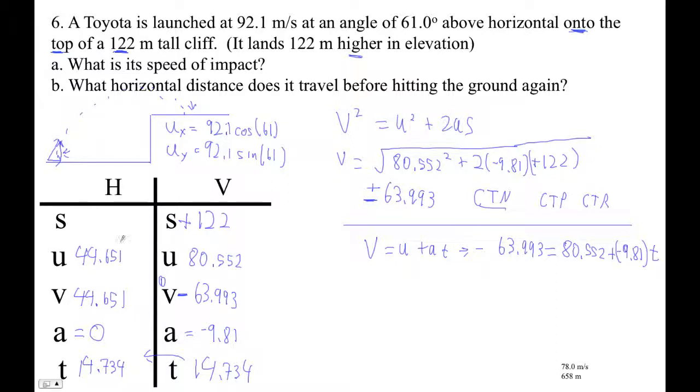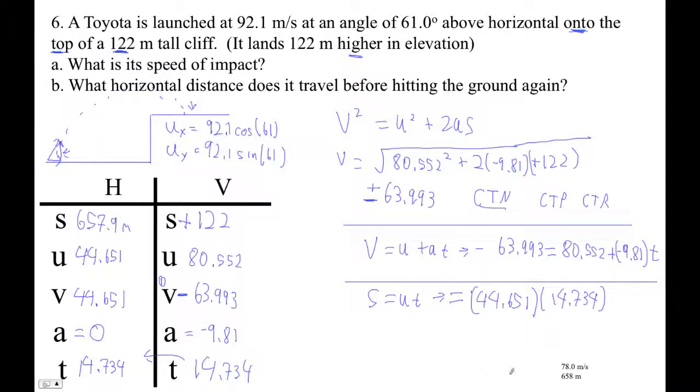Now, all we ever do in the horizontal direction is use S equals UT. So S is equal to 44.651, which I've stored in the variable A, times 14.734, which I've stored in the variable T. I just type alpha A times alpha T, and I get 657.9 meters. So the answer down here is 658 meters.